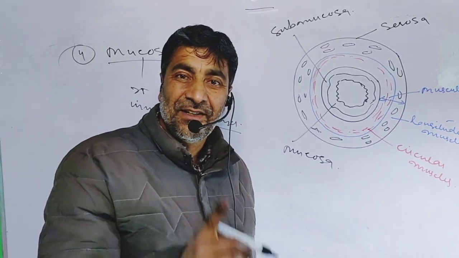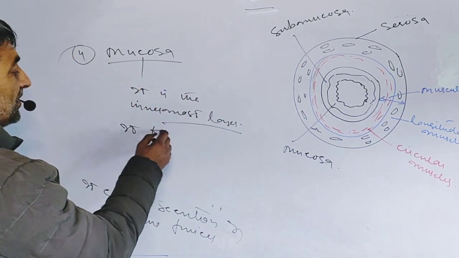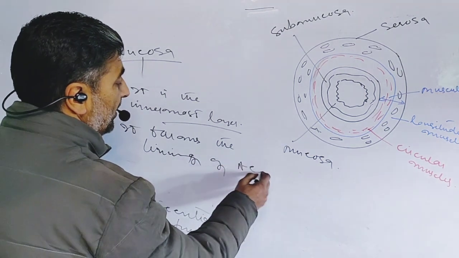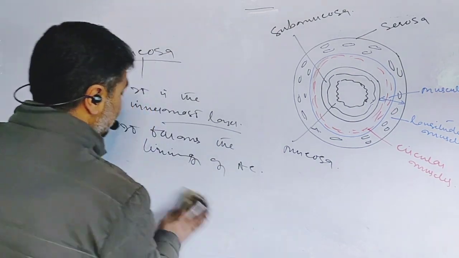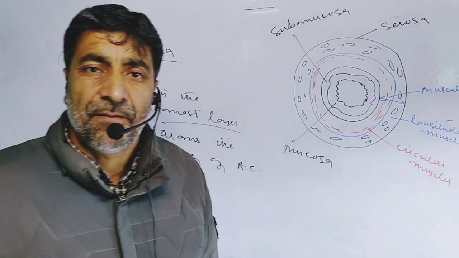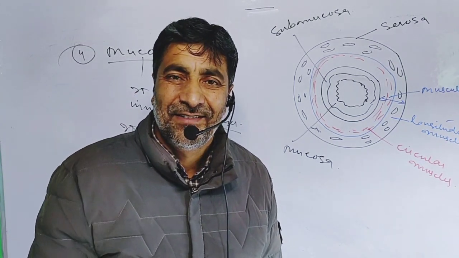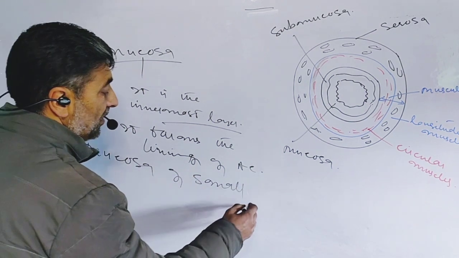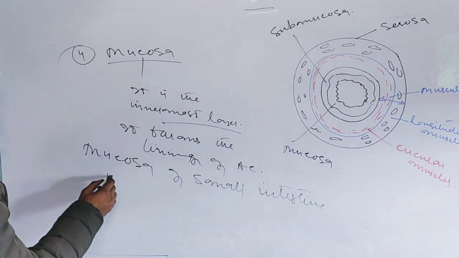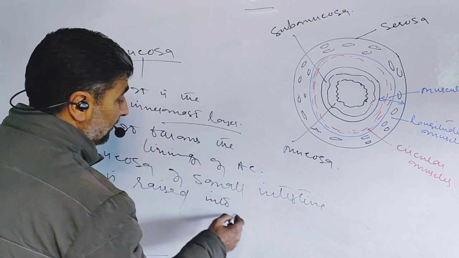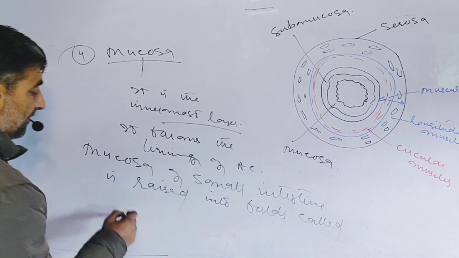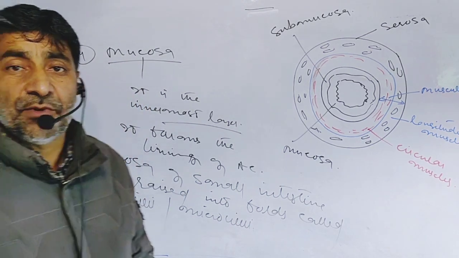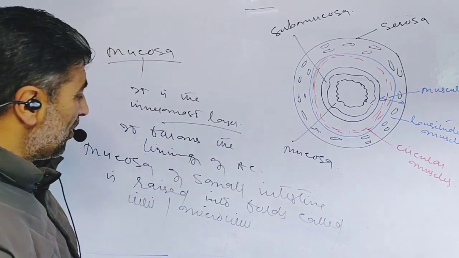It forms the lining of the alimentary canal or digestive tract. The mucosa of the small intestine is raised into folds called villi or microvilli. Mucosa of the small intestine possesses finger-like projections called villi or microvilli.